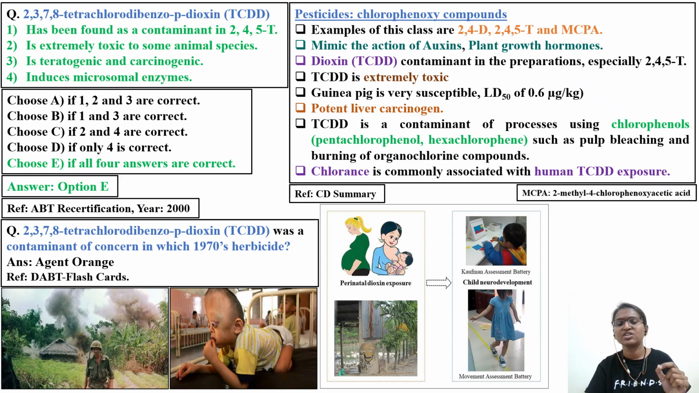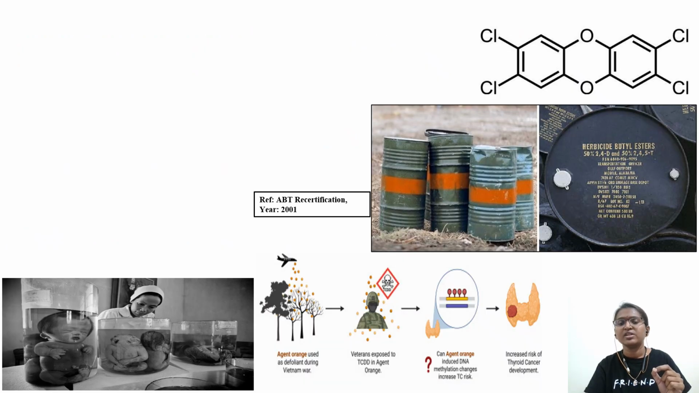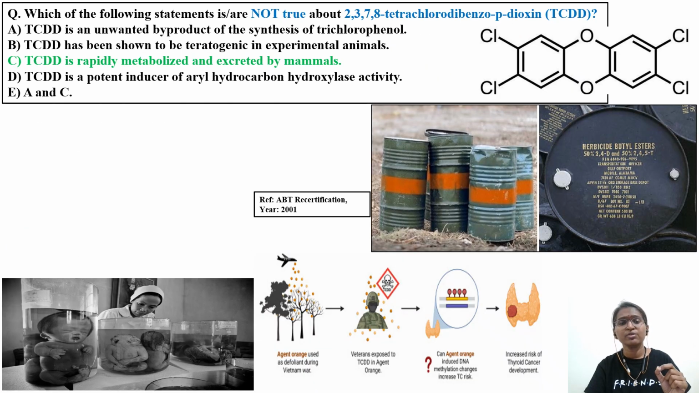These are the children who were born to parents who were exposed to Agent Orange during the Vietnam War. Even first generation, second generation, today also, that is what we are seeing. A prenatal dioxin exposure is taking place, because of which there is abnormality in child neurodevelopment. Here you can see that it is also having teratogenic effects. We'll read some more questions which are taken from DABT recertification 2001.